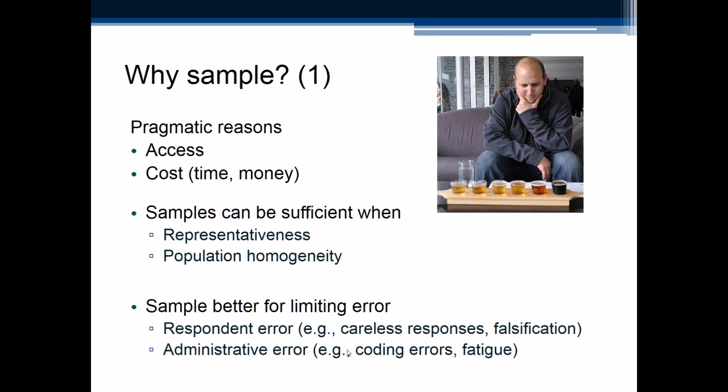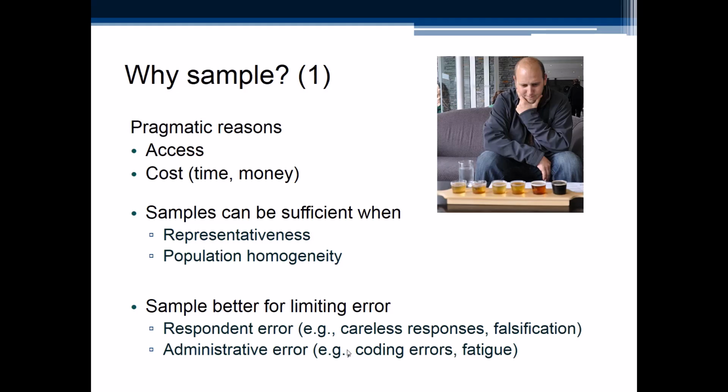In some instances, a sample can also be better, because when we conduct a census and get information from everyone, what that means is we also gather information from people who don't want to take part or who aren't motivated to take part, and therefore can be a little bit careless with their responses. So responses can start to be a little bit inaccurate, and some people will even falsify their responses. That's a common thing that is reported in national census data, with people giving bogus responses to religion questions, for example.